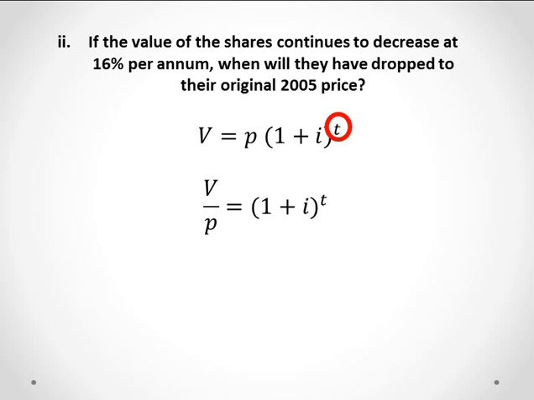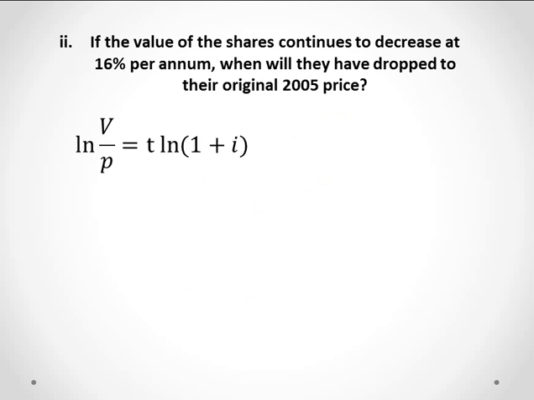The next step then is to take the log of both sides. So we have the log of V over P is equal to T upon the log of 1 plus I. Now how we got the T down there is just using the power rule. Now here's the equation again. Log of V over P is equal to T upon the log of 1 plus I.